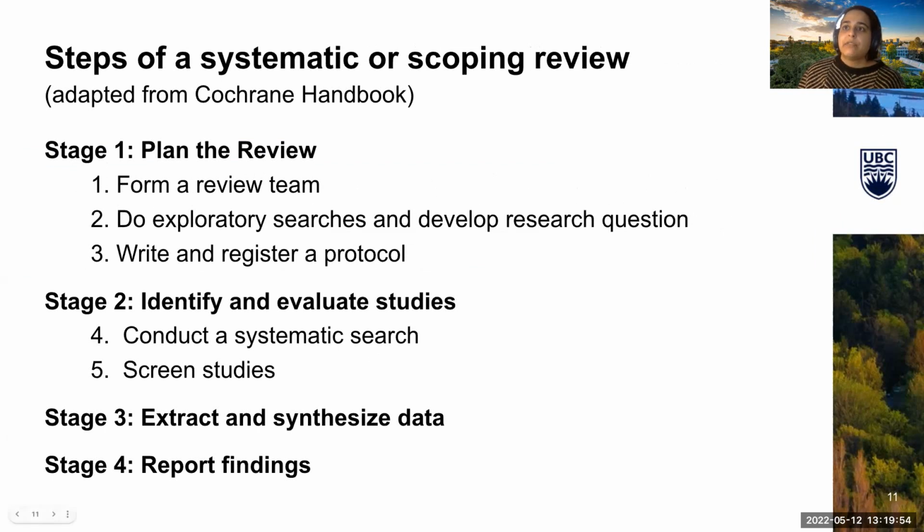Okay, so now let's go through the steps of conducting a systematic or scoping review. Everything is from the Cochrane Handbook again. So stage 1, you want to plan the review. First things first, you want to form a review team, and you need at least one other person. You cannot do a systematic or scoping review by yourself. You need at least another person to help you.